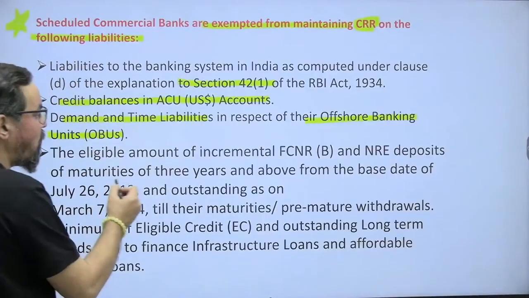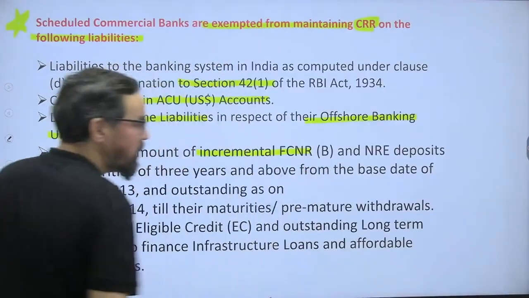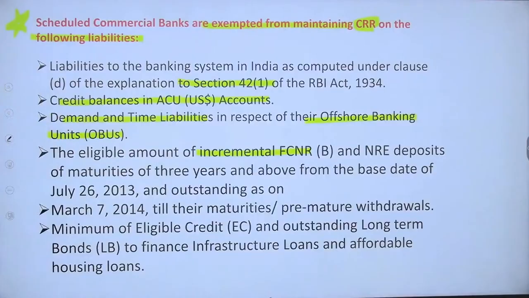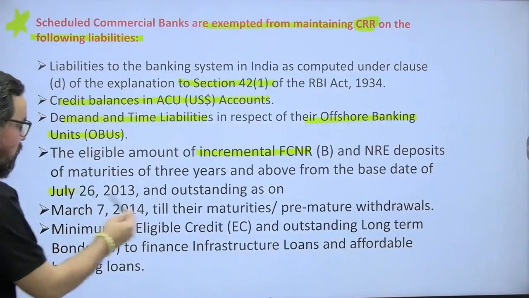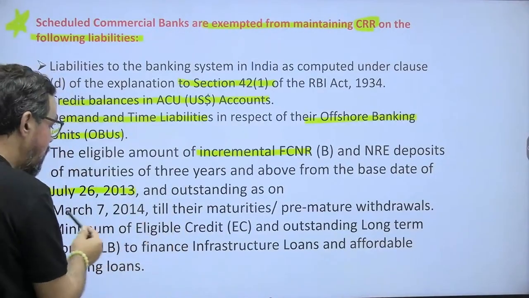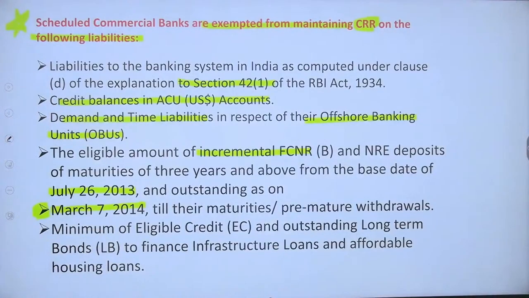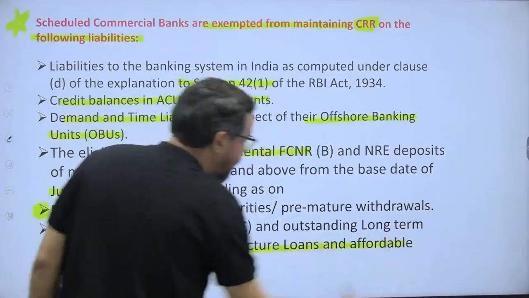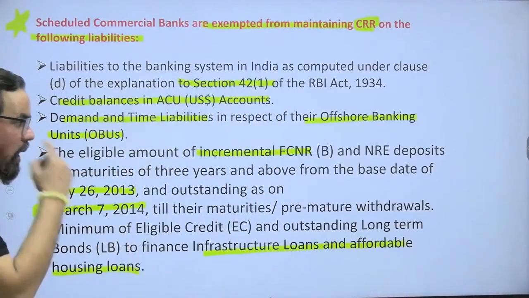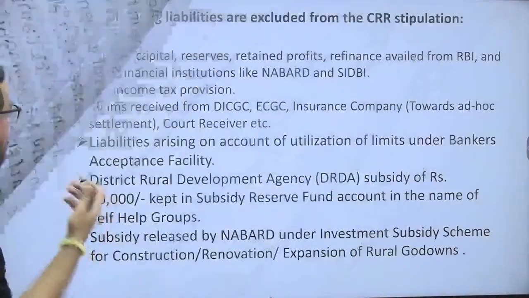The eligible amount of incremental FCNR and NRE deposits of maturity of 3 years and above from the base date of July 26, 2013 and outstanding as on 7th March 2024, till their maturities or pre-withdrawals. The maximum of eligible credit and outstanding long-term bonds to finance infrastructure loans and affordable housing loans. Apart from this we also have some other areas.